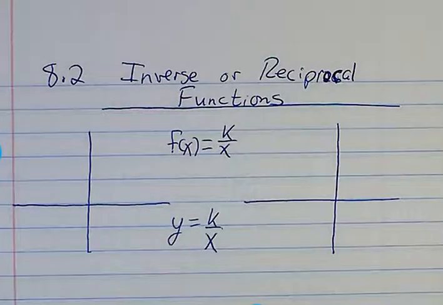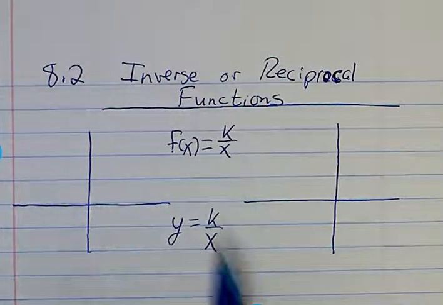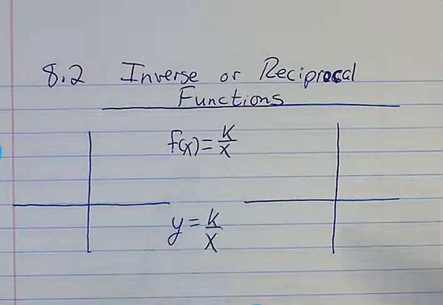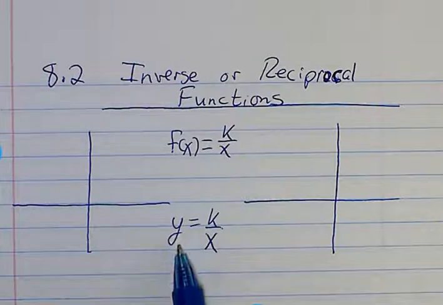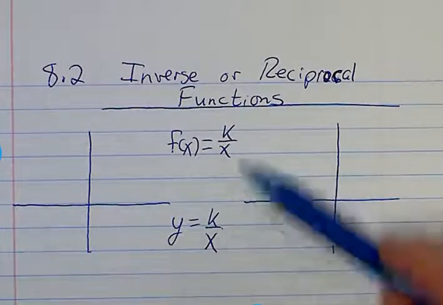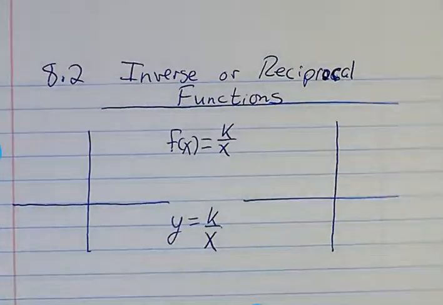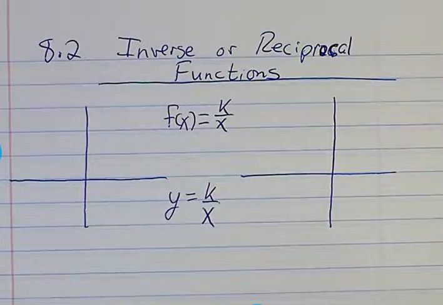Because if we do a function, sometimes they're going to talk about functions. So we've got f(x) equals k over x. We're going to flip-flop back and forth from being functions to equations, so we're also going to have y equals k over x. So whether you see either one of those two, it's the exact same graph.